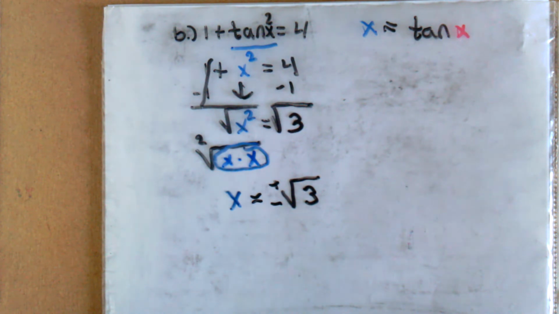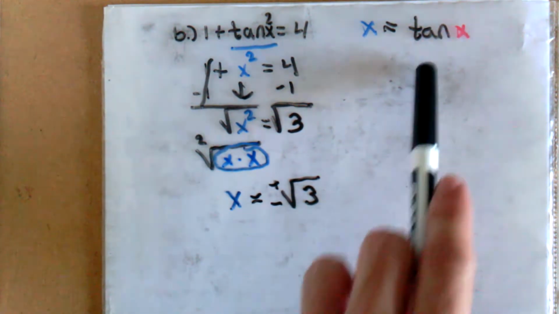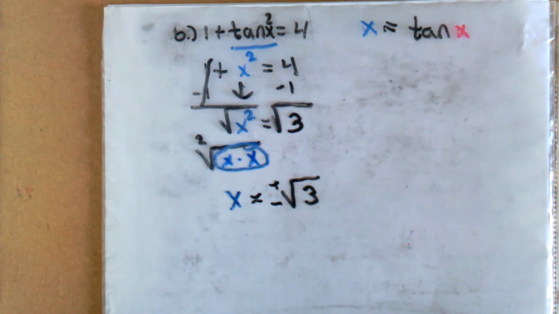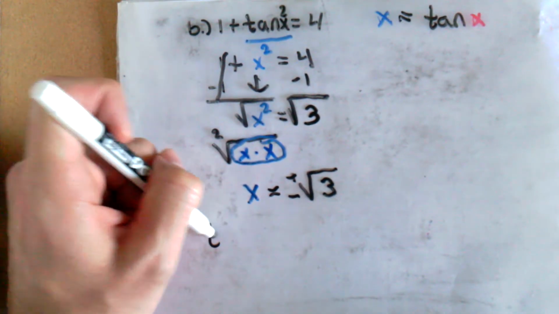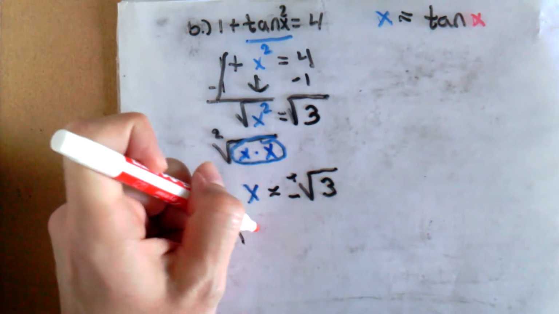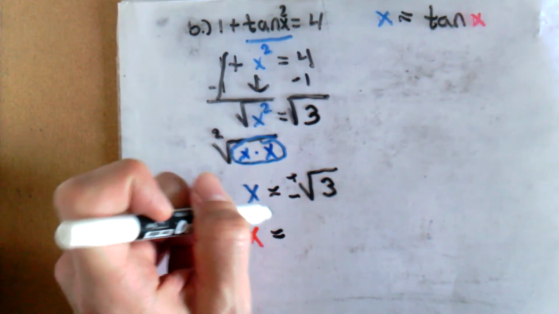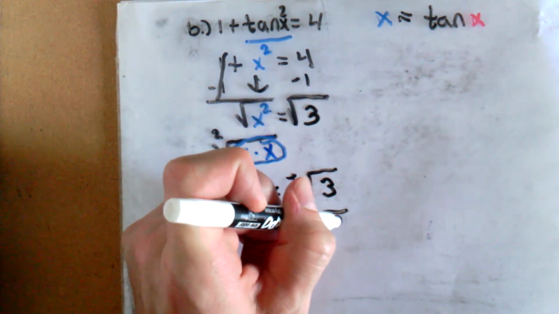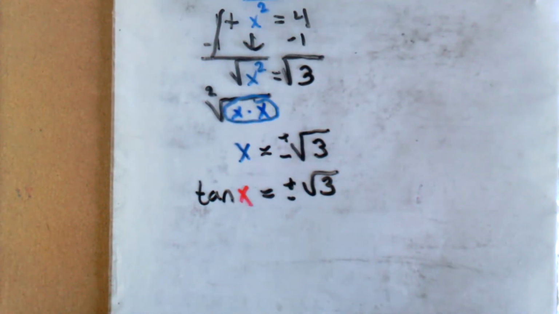Okay, so now remember that x was tangent. So I'm going to go ahead and put tangent back in for x in order to finish this problem. So x is now tangent, so tangent x equals plus and minus the square root of 3. Again, all I did was put tangent back in for x, so we can solve this. Okay, so now tangent equals plus and minus the square root of 3.